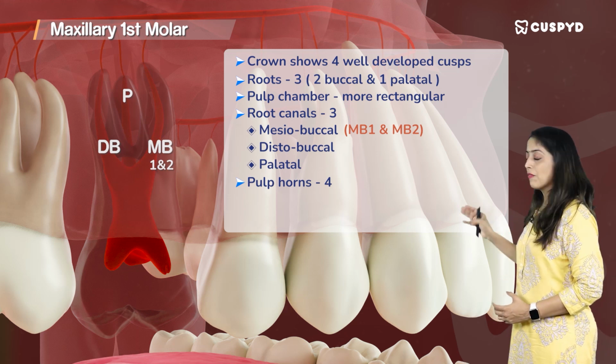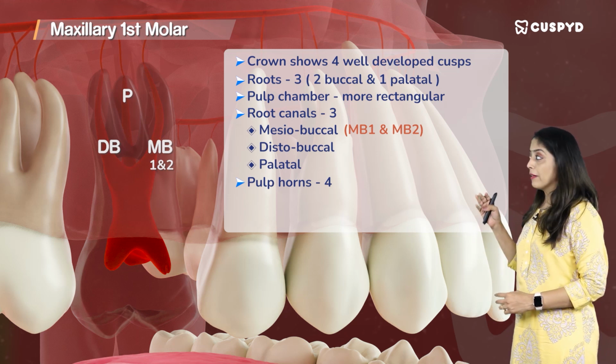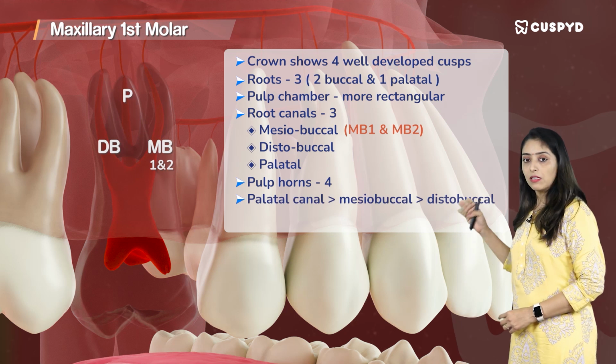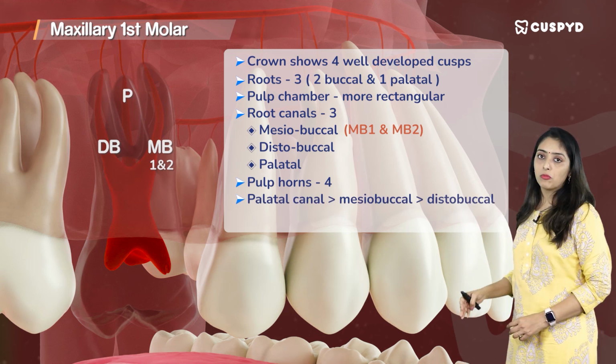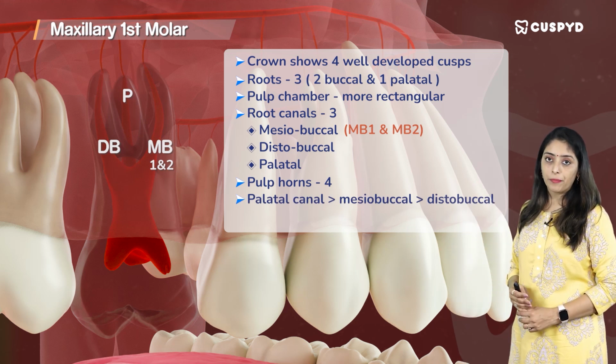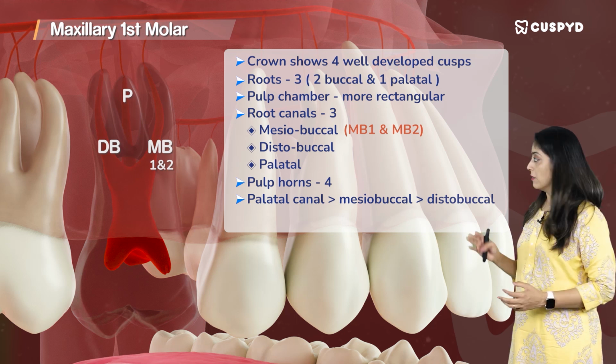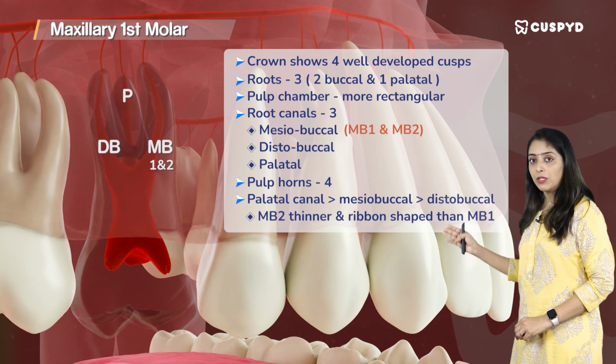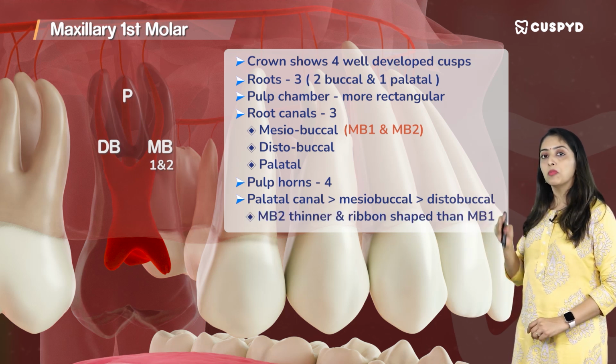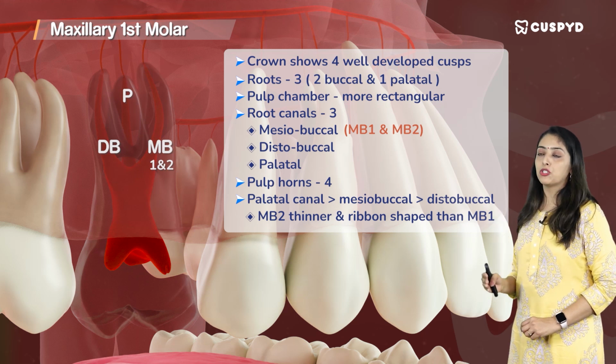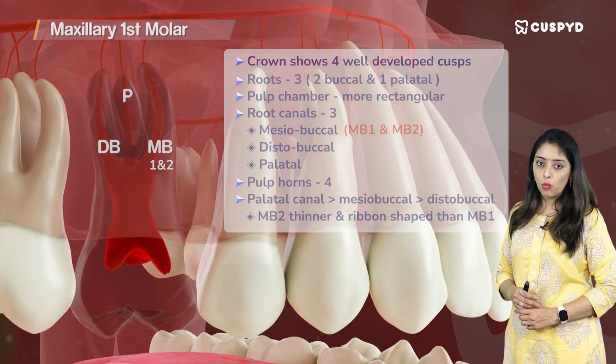The root canals have a triangular morphology and the palatal canal is always the largest, followed by the mesiobuccal and then the distobuccal. Amongst the two mesiobuccal canals, that is the MB1 and the MB2, the MB2 tends to be thinner and more ribbon shaped as compared to the MB1.